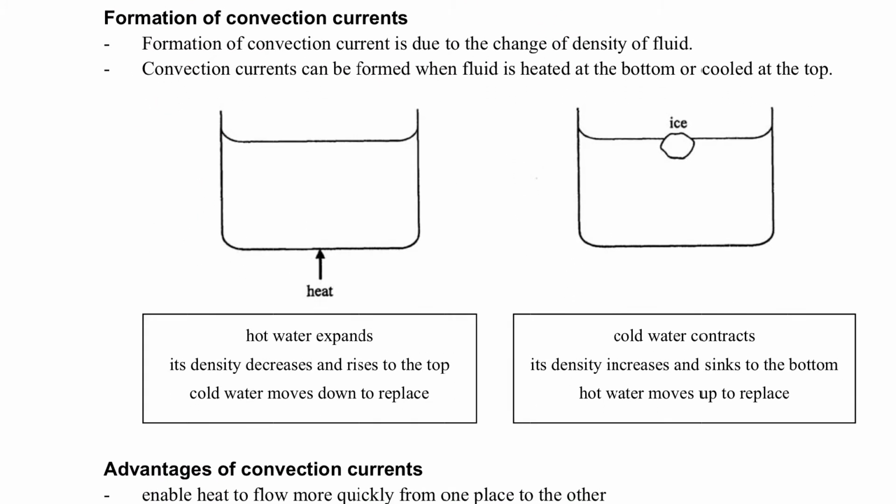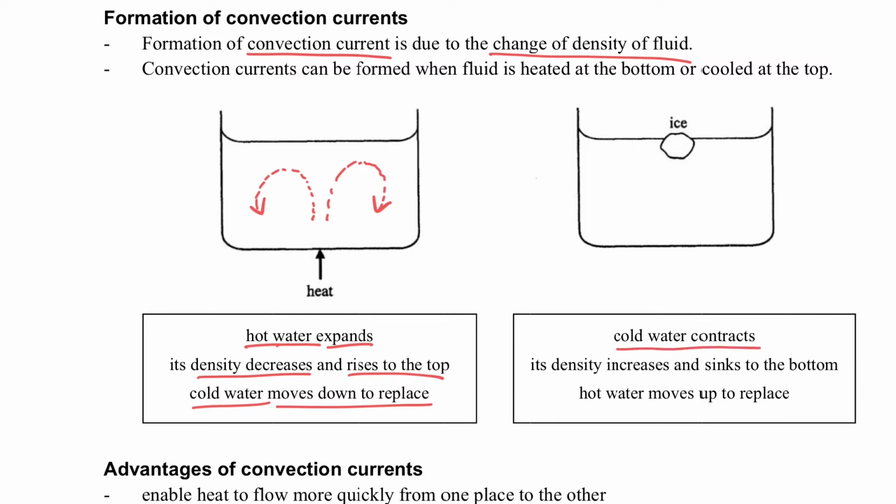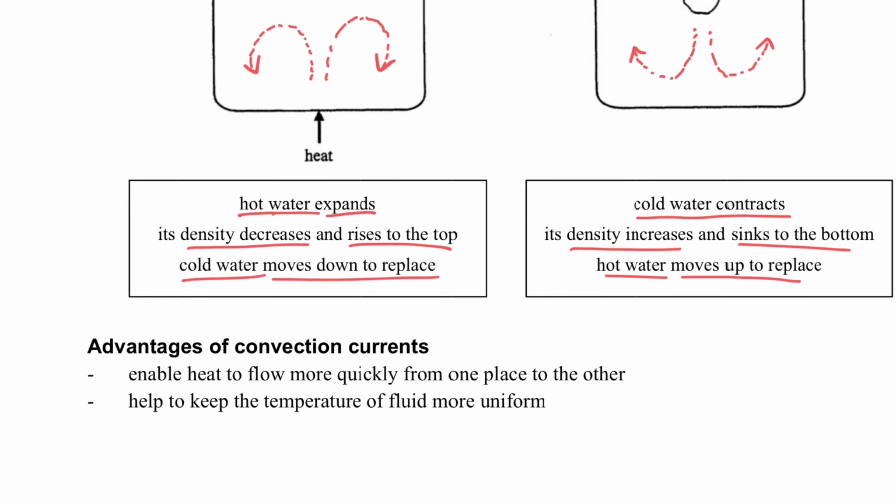For the formation of the convection current, let's consider these two figures. If I heat up the liquid from the bottom, the hot water will expand. When it expands, the density will decrease, so it will rise up to the top, and the cold water will move down to replace it. This is how the convection current forms when we heat something at the bottom. On the other side, if there is ice, a cold source on the top, the cold water will contract and the density increases, so it will sink to the bottom, and the hot water will move up to replace it. And this is how the convection current forms with a cold source.